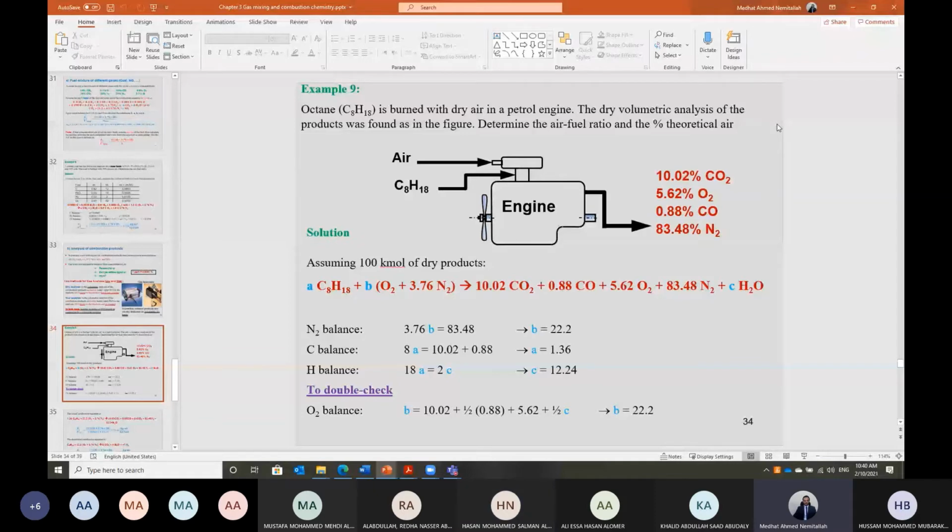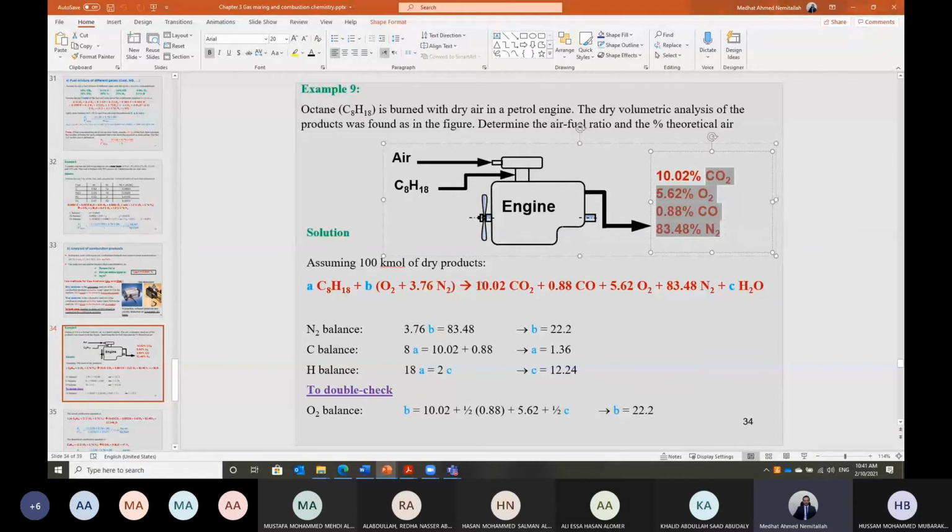Okay, here is an example. Octane fuel is burned with dry air in a petrol engine. Octane is used in gasoline engines, and the dry volumetric analysis of the product is given as you can see here, and we need to determine the air to fuel ratio and the percentage of excess air in this case. So here is the dry analysis. Dry analysis means we don't have H2O, but does it mean H2O does not exist? No. H2O should be there in the combustion equation in this case.